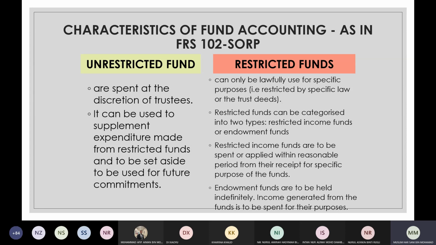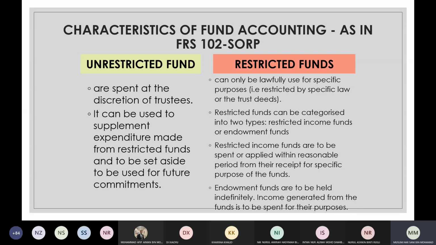As I mentioned, this one is following the standards, and I think these are based on the Financial Reporting Standard in the UK. Statement of SOP, I think that these are the standard. There are two types of fund: unrestricted funds and restricted funds. So we just go through the details. Unrestricted funds are spent at the discretion of trustees. It can be used to supplement expenditure made from restricted fund and to be set aside to be used for future commitments. These are for unrestricted.